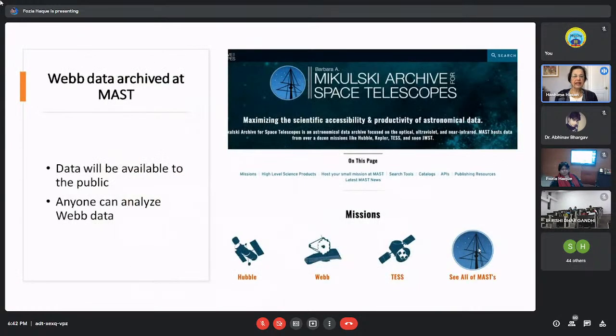You can still analyze the Webb data, because all the Webb data will be archived at the Mikulski Archive for Space Telescopes in Baltimore, Maryland. The data is available to the public. Anyone can analyze Webb data. So I would encourage you all to do that. This also contains data for Hubble, TESS, and a lot of other missions.